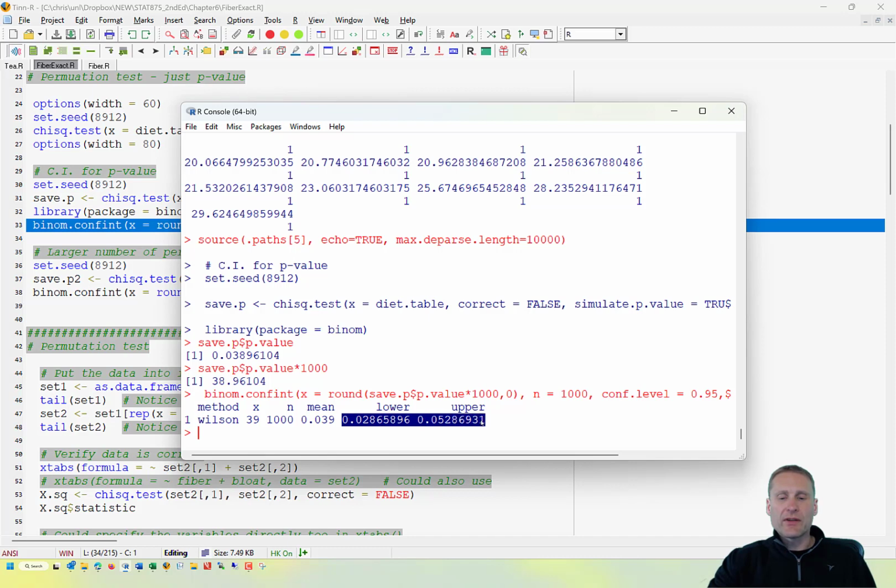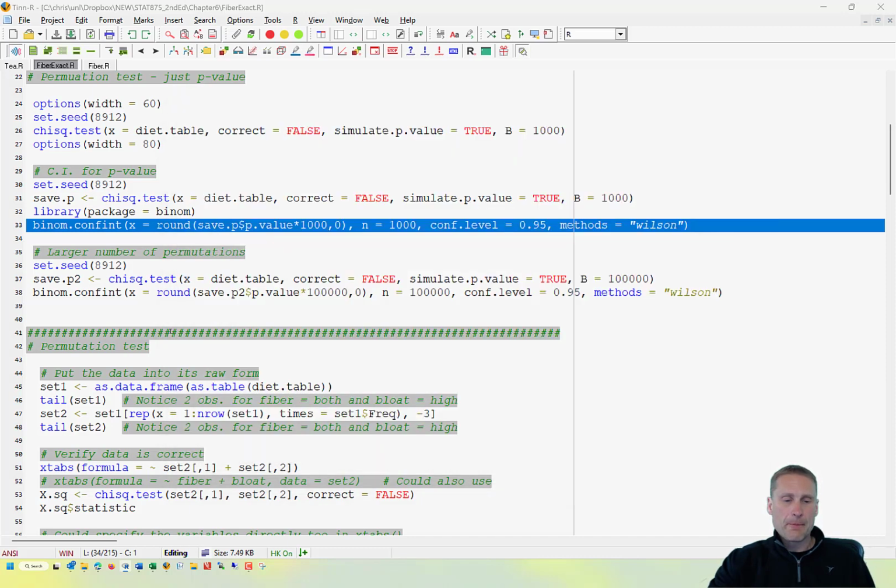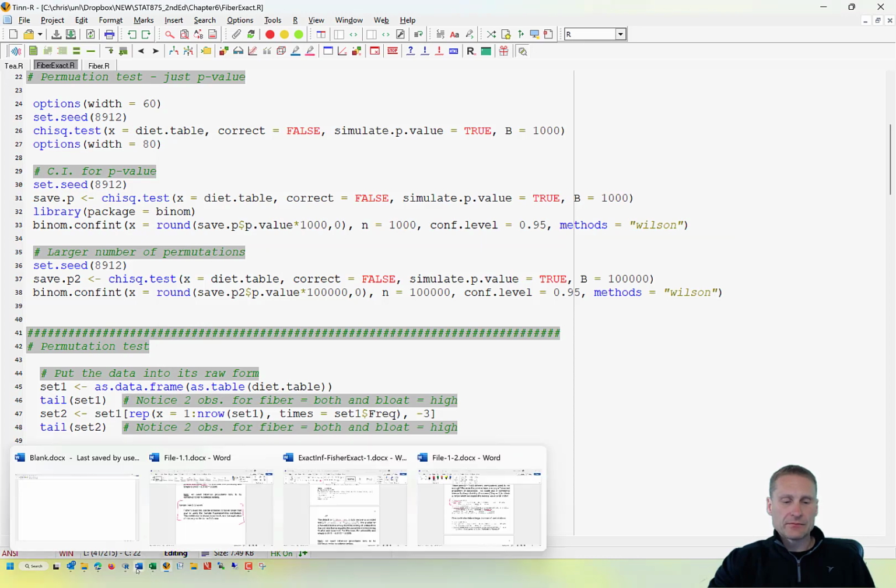So my confidence interval for what the true p-value is, is 0.029 to 0.053. So my conclusion would not change based upon this. I have marginal evidence against the null hypothesis of independence. So I'm satisfied with only using B equal to 1,000 different permutations. Okay.